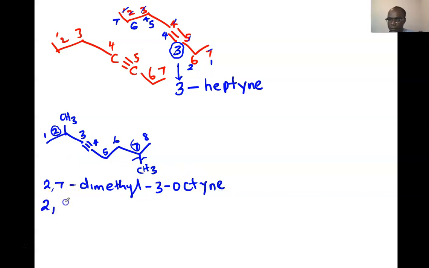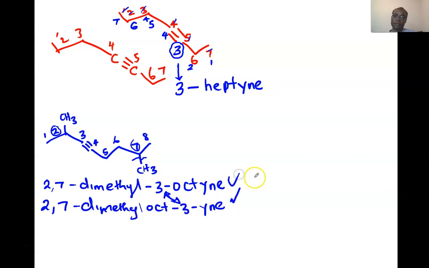Alternatively, you could call it 2,7-dimethyl-oct-3-yne, using the position of the triple bond as an infix. Here it's a prefix, here it's an infix. So either of these is correct. All right.